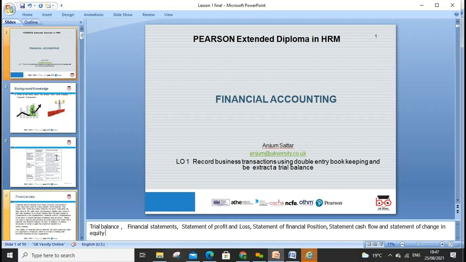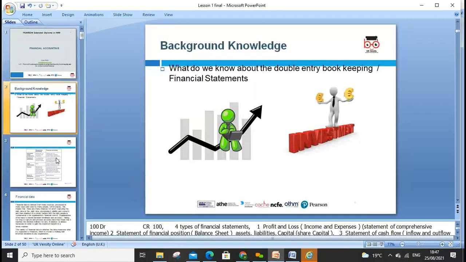So in today's lesson we are looking more at double entry and the trial balance. Any questions? Are we okay up to here? Just keep in mind, please, we need to prepare four types of statements, and if you're a bookkeeper, you have to prepare up to the trial balance.